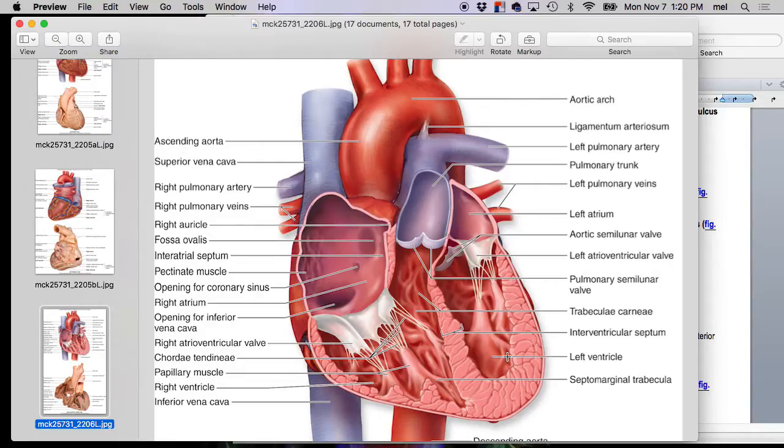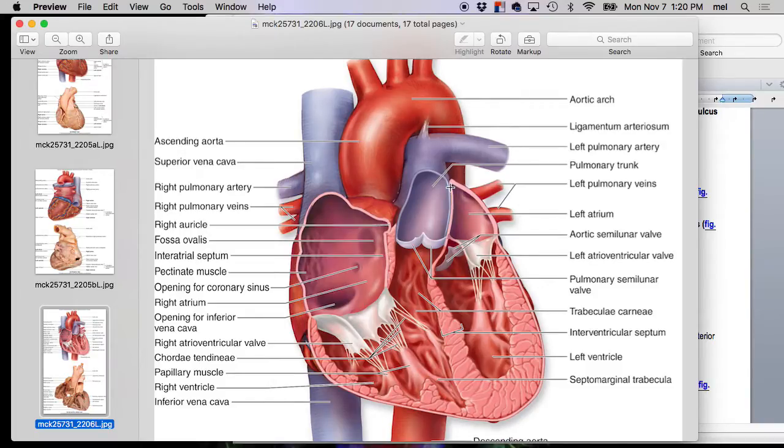Deoxygenated. And the entire left heart has oxygenated. So here's a way that you can orient yourself. All of the vessels that you see that are blue, all of the great vessels, the big honkers attached to the chambers, those are called great vessels.